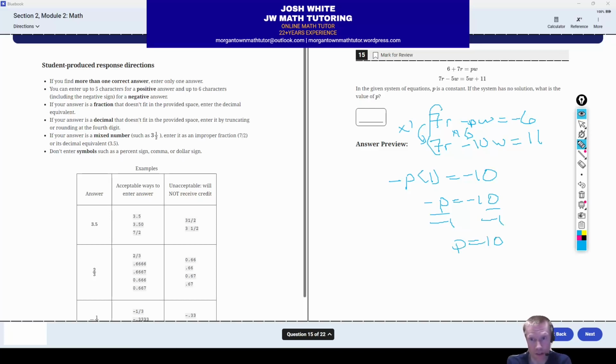In other words, if these are the same numbers, these have to be the same numbers. And since they both have negatives, that just means p is positive 10. So that's one way to think of it.